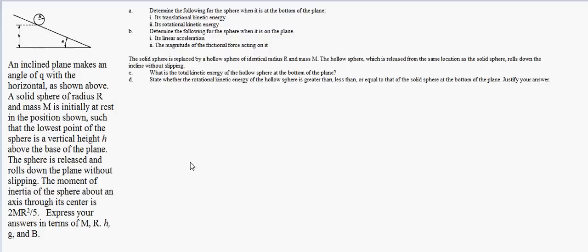We want the linear acceleration. For the linear acceleration, to solve it, you need the F equals ma equation. So I'm supposing that this is my x direction. There is a frictional force, so I need my y direction too, and this is my y direction.